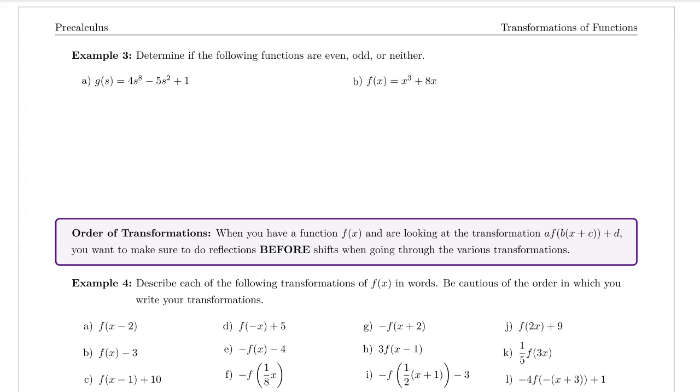Example 3 says determine if the following functions are even, odd, or neither. In this scenario, we're not given the graphs of these functions, and we may not know what the graphs look like. So we're going to use the algebraic definition. For part A, I want to evaluate g of -s and see what that gives us. So let's go ahead and plug in -s anywhere we see an s.